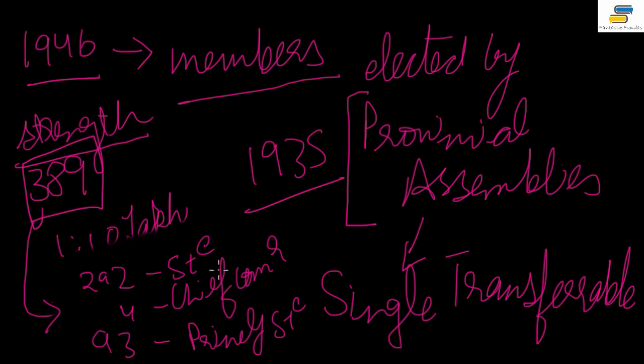And which are these chief commissioner provinces? If you just want to know their names, I'm just writing it here. Okay, one is Delhi, that's one. Number 2 is Ajmer.